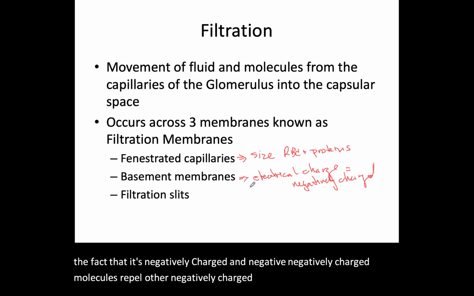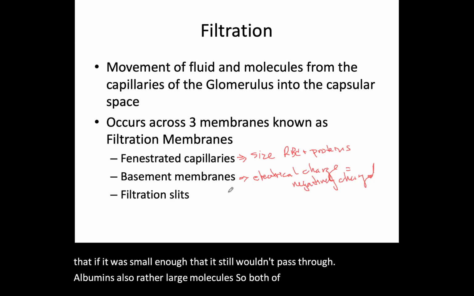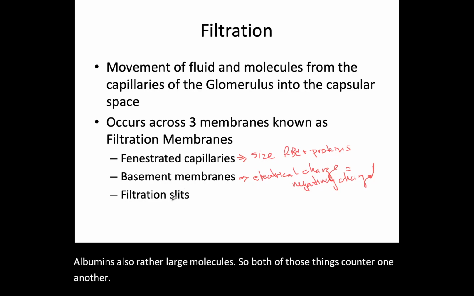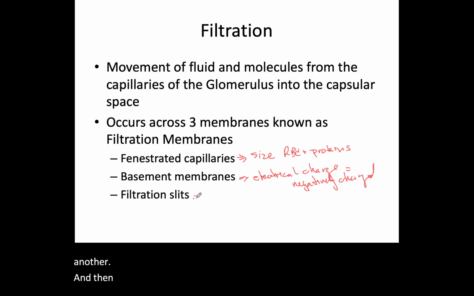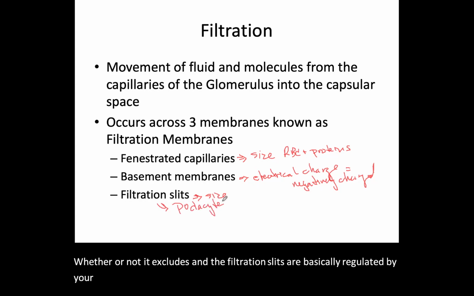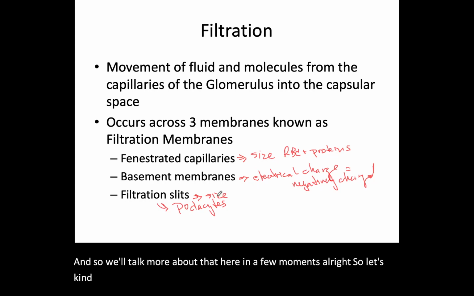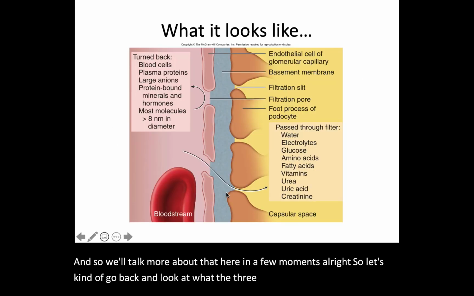Now, that's not to say that if it was small enough that it still wouldn't pass through. Albumin's also a rather large molecule, so both of those things counter one another. And then your filtration slits, well, these are size-based, whether or not it excludes, and the filtration slits are basically regulated by your podocytes. And so we'll talk more about that here in a few moments.